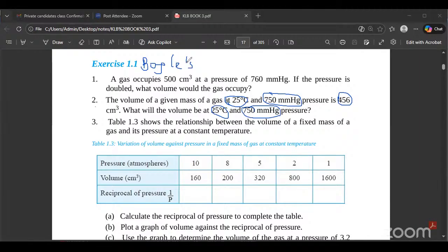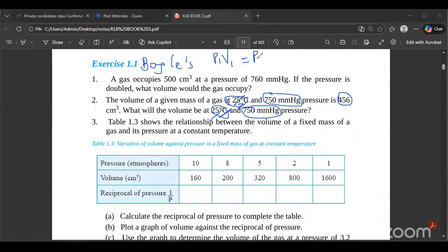So what are you realizing? They're giving us the volume and the temperature, but do we use the temperature? It should be constant. So from here, the temperature is constant. The first thing you do now is to write the formula, which is P1 V1 is equal to P2 V2. This one is a trick question.